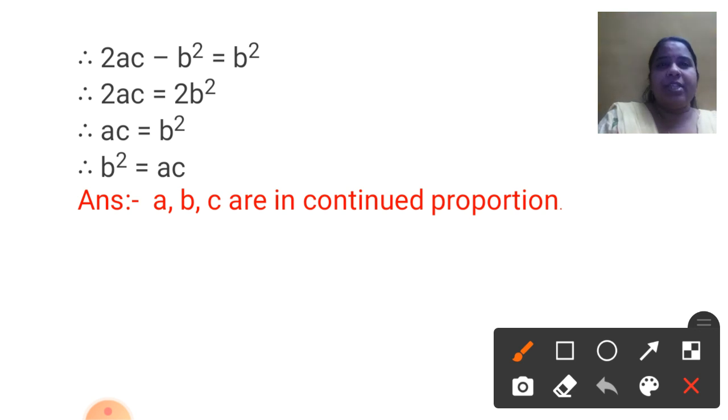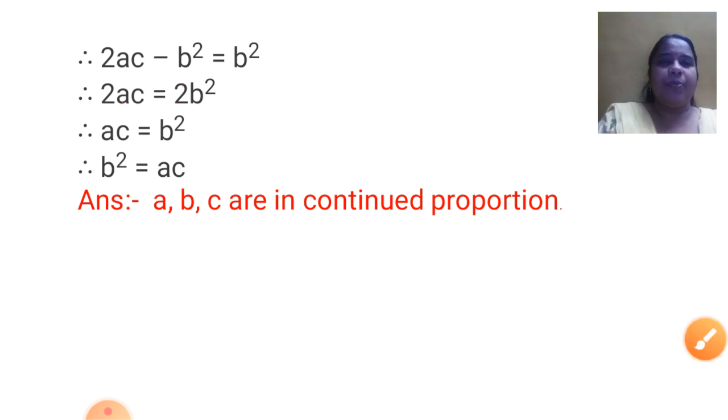So now with this I can shift it this side. It will become plus B square. B square plus B square is 2B square. So 2AC is equal to 2B square. What can be done? 2 and 2 can be cancelled. AC is equal to B square. This is what I told you at the beginning only. They want us to prove this. Hence A, B, C are in continued proportion.